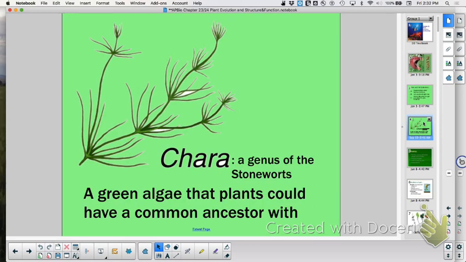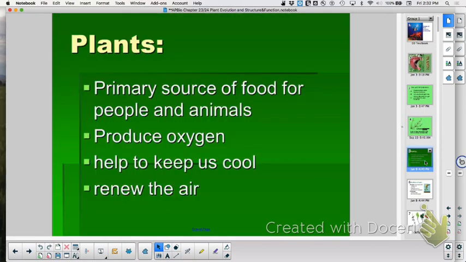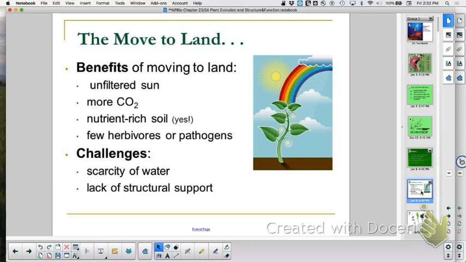Let's talk about why plants are important, because we need them for food, oxygen, and shade. We talked about moving on to land. Why would a plant even make that step? If you have an unexploited environment, you have more resources available to you. You don't have any predators because there weren't any plants on land before. And you had more direct access to sunlight, which wasn't filtered out by the water.